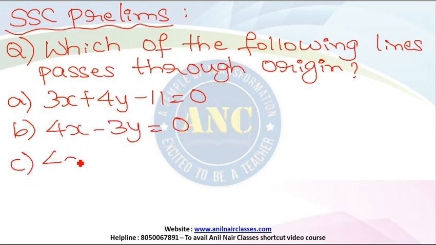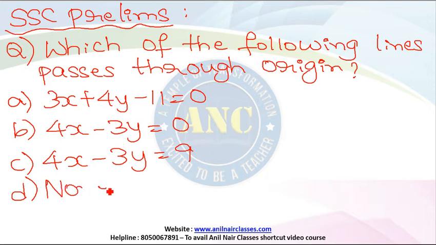Third option is 4x minus 3y is equal to 9. Fourth option is none of these, right? Fourth option is none of these. Now see here, sir. Can I say which of the following lines passes through the origin?